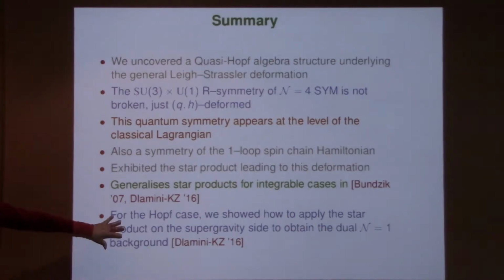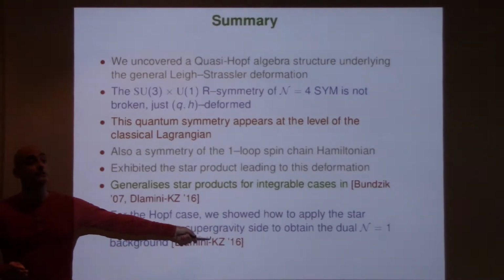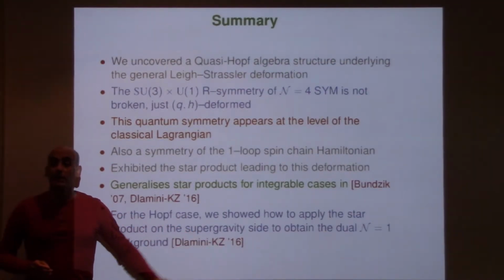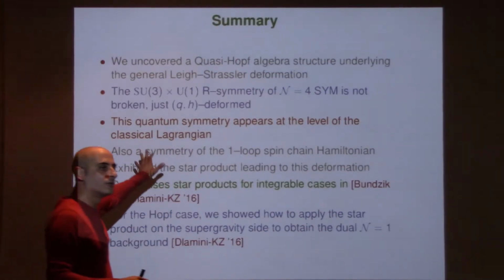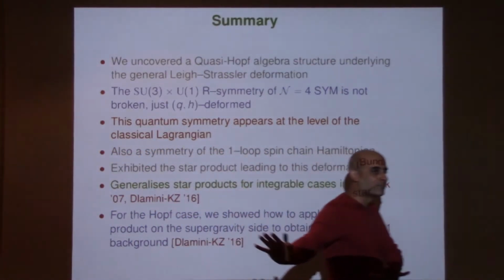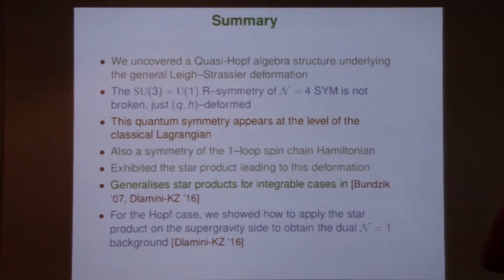And what we did in previous work with Hector is we showed how, in the integrable cases, but not beta, there are some other integrable cases which are slightly more complicated, we showed that you can apply the star product on the supergravity side as well. Because the general statement, of course, in AdS/CFT is that if you have a global symmetry in the boundary, you somehow expect that to get manifested in the bulk as some kind of isometry.